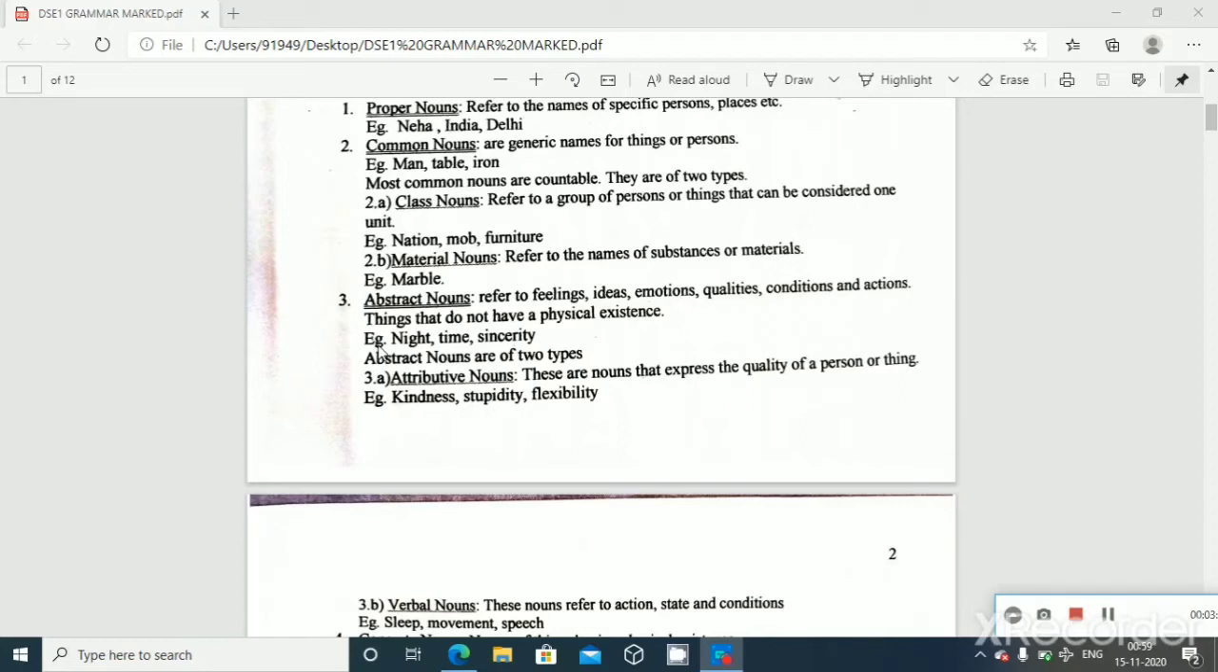Main example, it is night. Can you touch that? Never. You can say, it's night. It's day. All these are nouns. But never can you touch night.